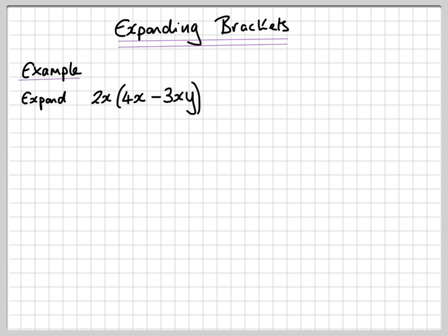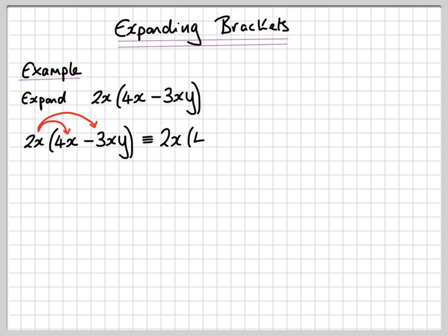Let's have a look at another example involving expanding brackets. So we're going to expand 2x, open the bracket, 4x minus 3xy, close the bracket. So that means 2x times by 4x minus 3xy. I'm going to start off by drawing in my red arrows to show me which multiplications I have to make.